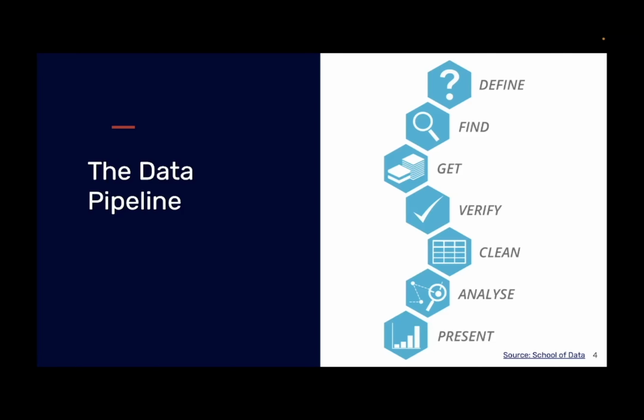The data pipeline is a School of Data's approach to working with data from beginning to end. Once you understand your action cycle and the stakeholders, it will be time to work with the data, and we have broken down this process in steps. Number 1, define. 2, find. 3, get. 4, verify. 5, clean. 6, analyze. And lastly, present.